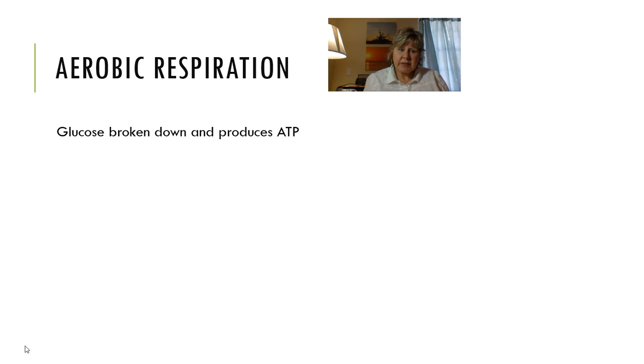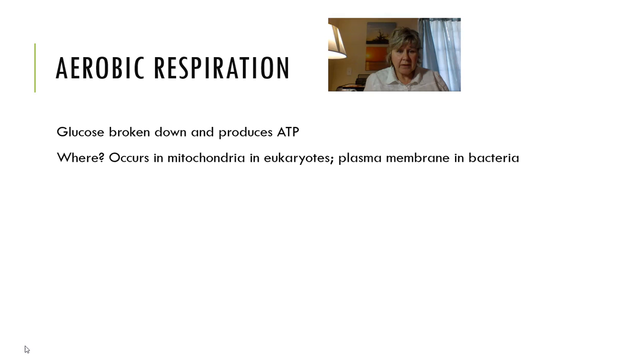All right, aerobic respiration is a process where glucose is broken down to produce ATP. Where does it happen? It happens in mitochondria in eukaryotic cells, and it happens at the plasma membrane in bacteria. It begins with glycolysis, as does fermentation and anaerobic respiration.